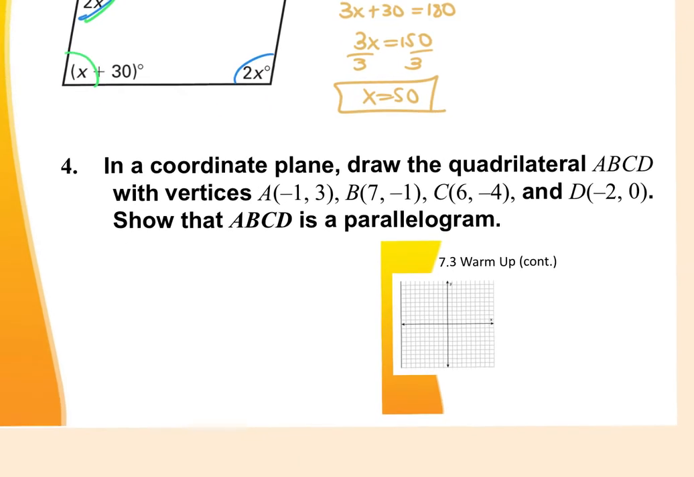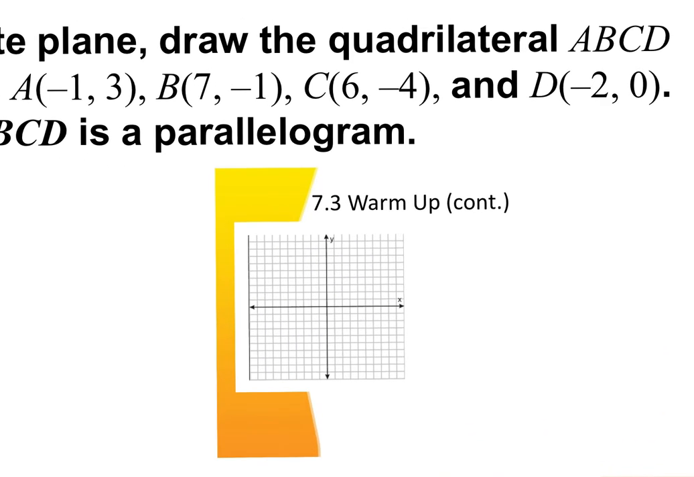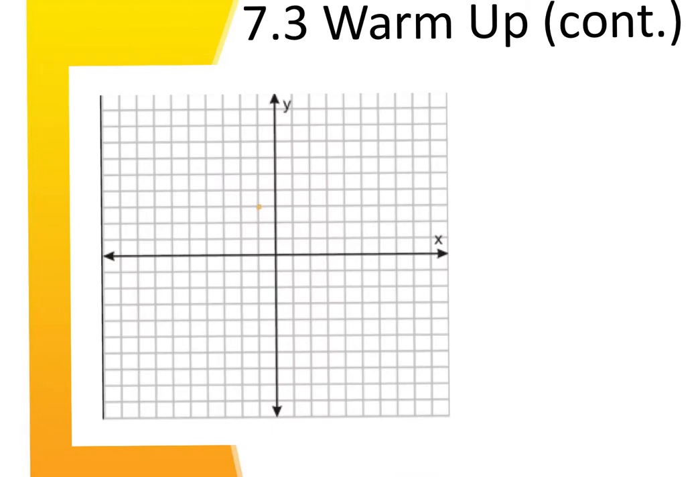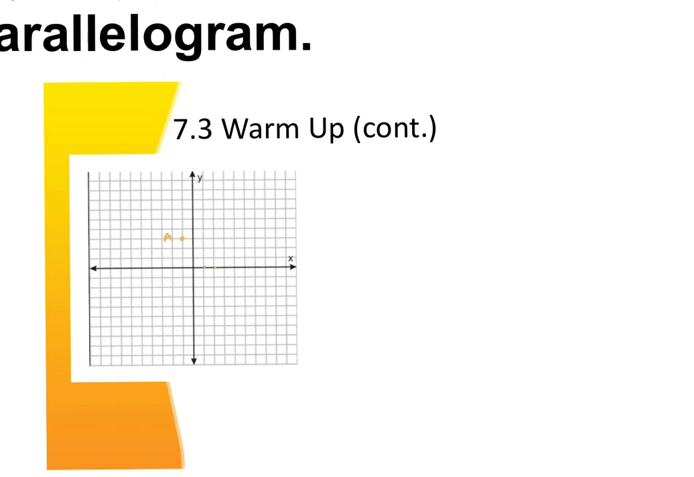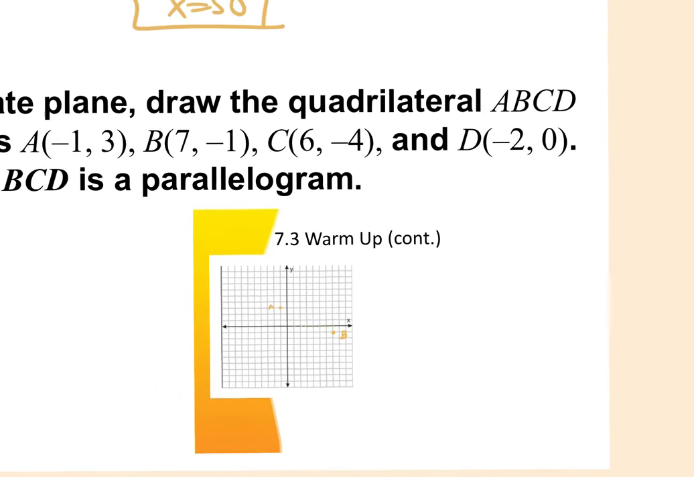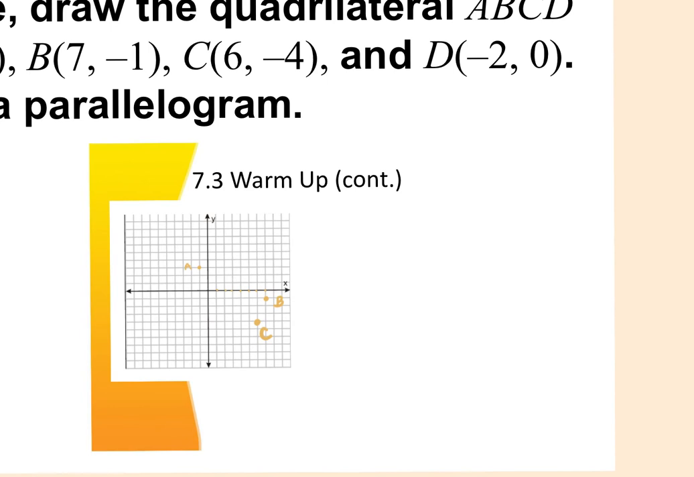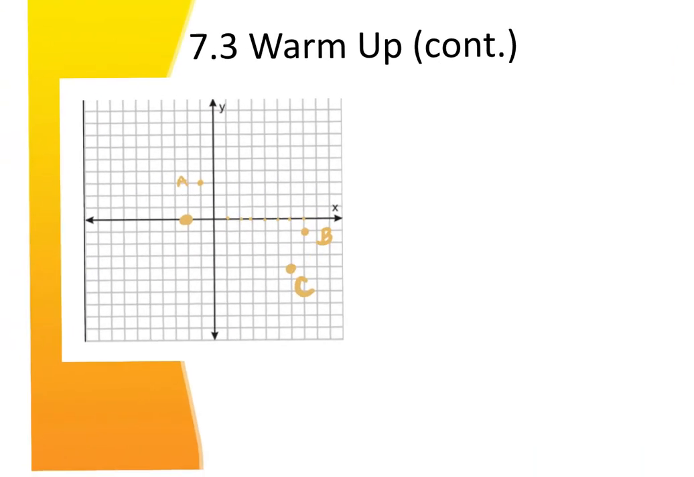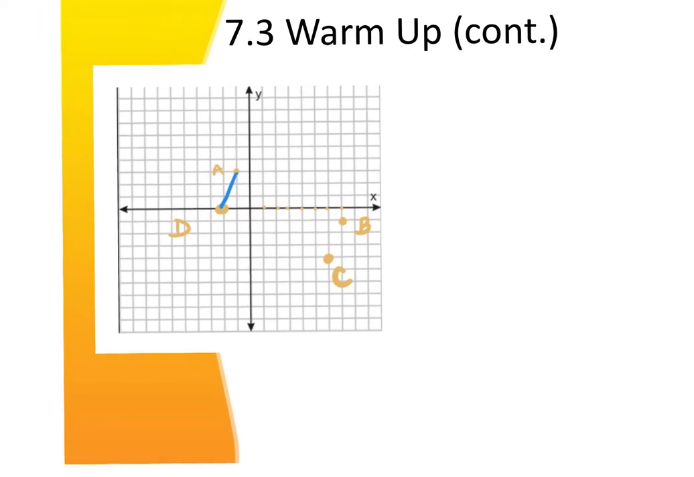Okay, and then 4 says, in a coordinate plane, draw the quadrilateral with the vertices, and then show that ABCD is a parallelogram. So A is (-1, 3). B is (7, -1). C is (6, -4). And D is (-2, 0). Just drawing it is not enough information.